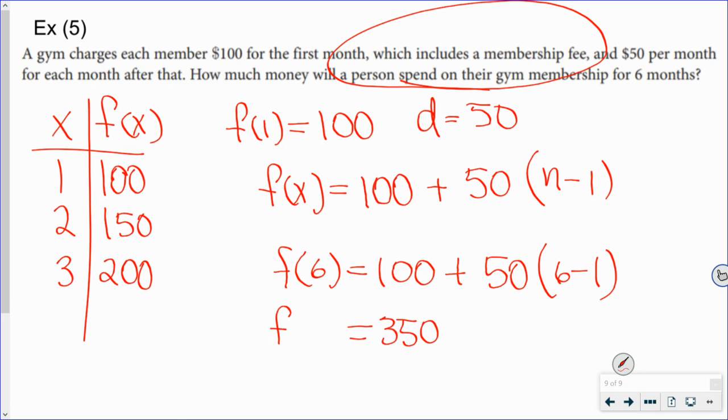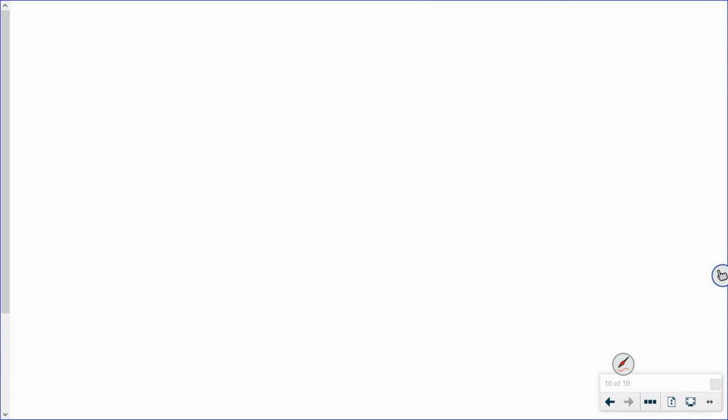That works. I think the other way is so much easier. It is. But if they ask you what it's going to be like after 50 months, you might not want to do it that way. You might rather use a function. But yeah, the table's easier in this case because we just went up to 6. So anyway, that helps us with what we need to know.